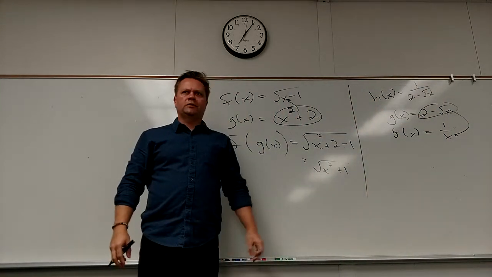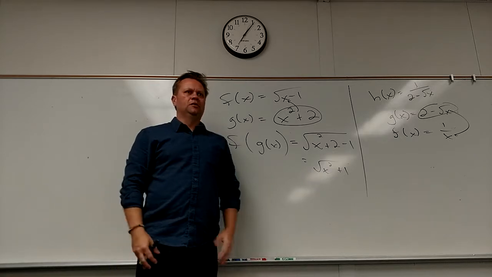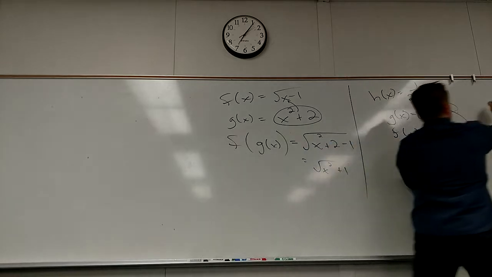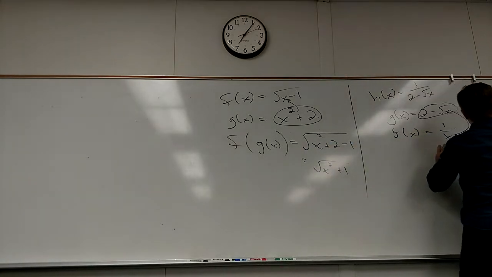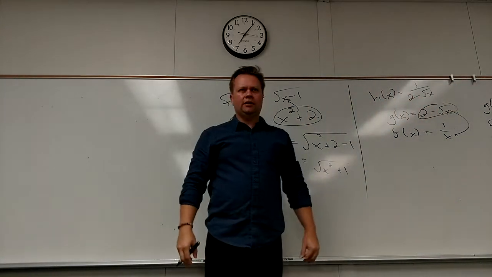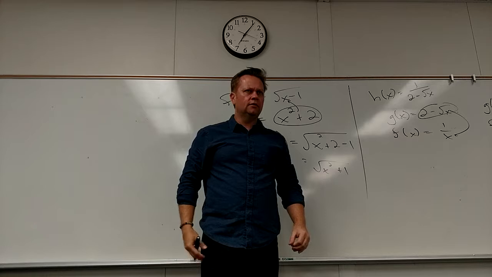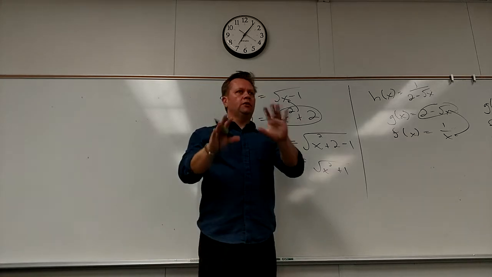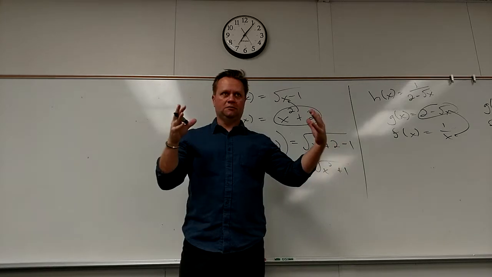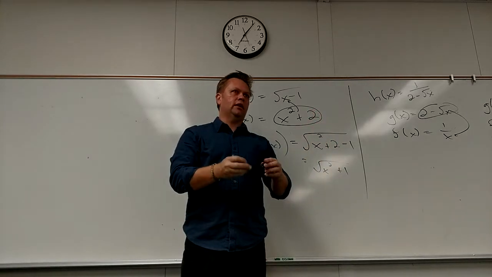Is that the only possible answer? Oh, hell no. You could have said that g of x is square root of x, and then f of x would have been 1 over 2 minus x. Because if I put that there, I get this. Do you guys see that? This is going to be really important later this semester, this idea of inside function, outside function. It's huge, which is why I like that this problem is here.